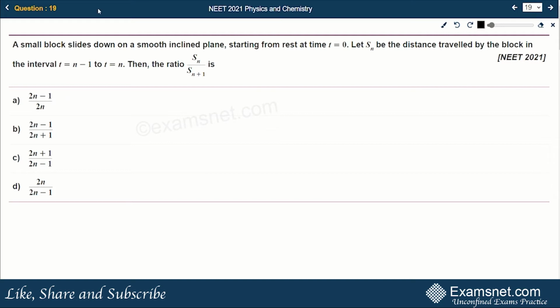Question number 19 is from the chapter Motion in a Straight Line, and the question is: a small block slides down on a smooth inclined plane starting from rest at time t equals 0. Let Sn be the distance traveled by the block in the time interval t equals n minus 1 to t equals n. Then the ratio Sn by Sn plus 1 is. By the equation of uniformly accelerated motion, the distance traveled in nth second, that is Sn, is given as u plus a by 2 (2n minus 1). Here u is the initial speed, and the block started from rest, that means its initial speed was 0. So we can write that Sn is equal to simply a by 2 (2n minus 1).